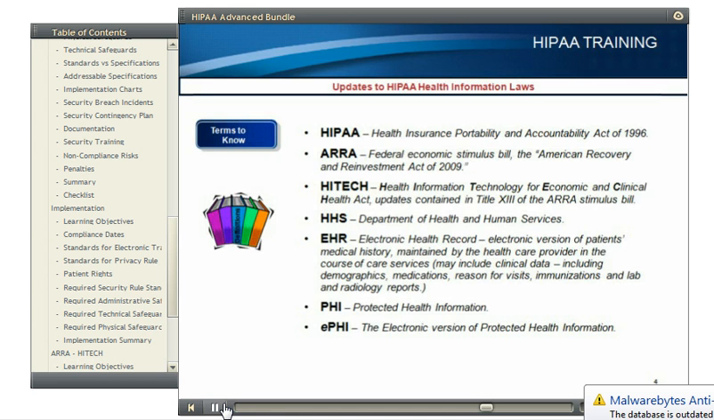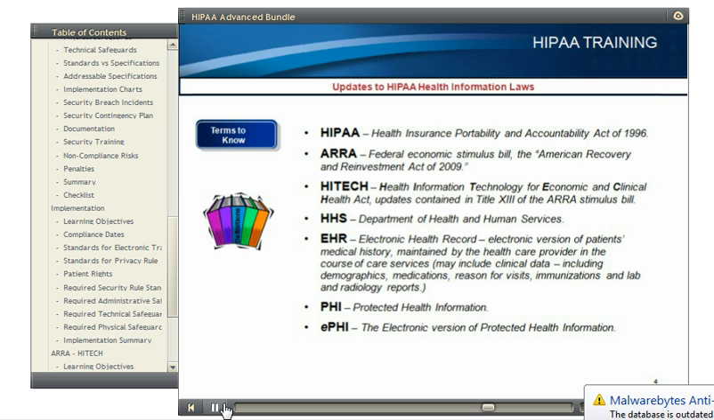HIPAA, Health Insurance Portability and Accountability Act of 1996. ERA, Federal Economic Stimulus Bill, the American Recovery and Reinvestment Act of 2009. High-Tech, Health Information Technology for Economic and Clinical Health Act. Updates contained in Title 13 of the ERA Stimulus Bill. HHS, Department of Health and Human Services.